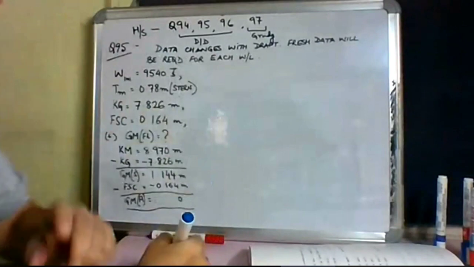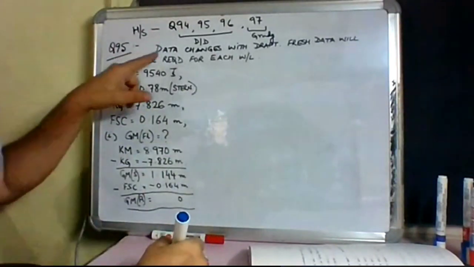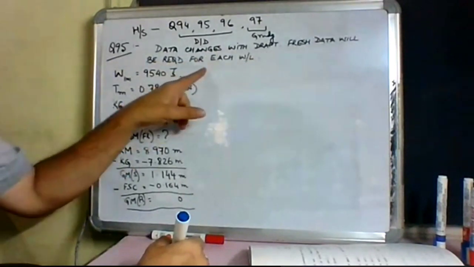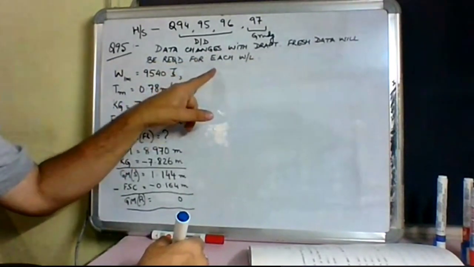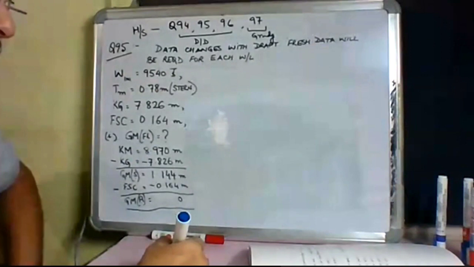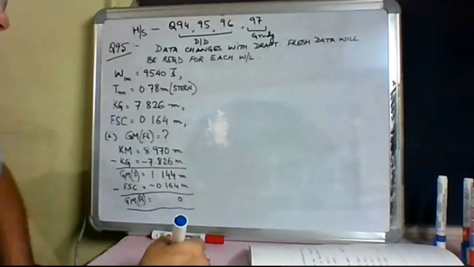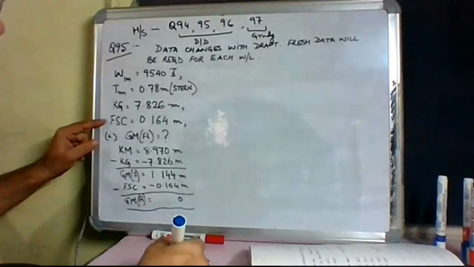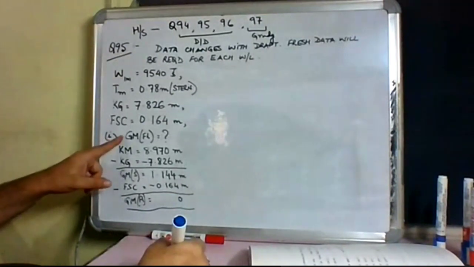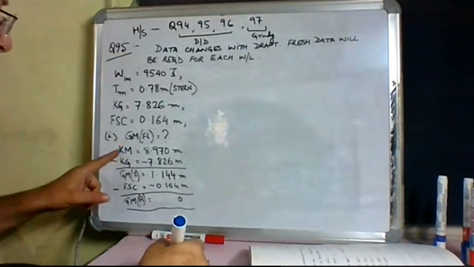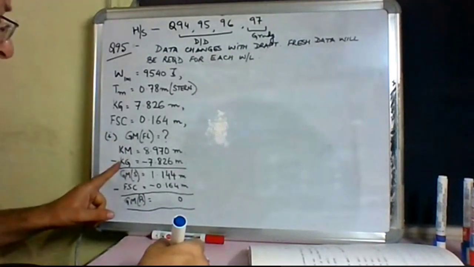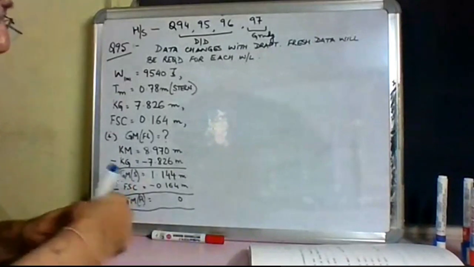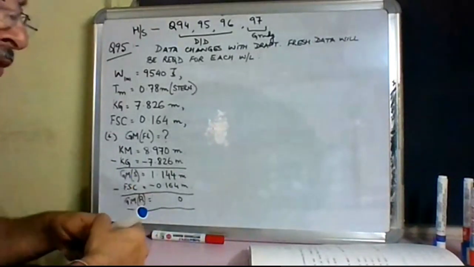I'm doing question number 95. The data changes with draft. Fresh data will be required for each waterline. I've written the data for question number 95. So displacement is given, trim is given, KG given, FSC given. We have to find the GM fluid for waterline number 1. So KM we find out, minus the KG will give me GM solid, minus the FSC will give me the GM fluid. So I'm finding out GM fluid now.